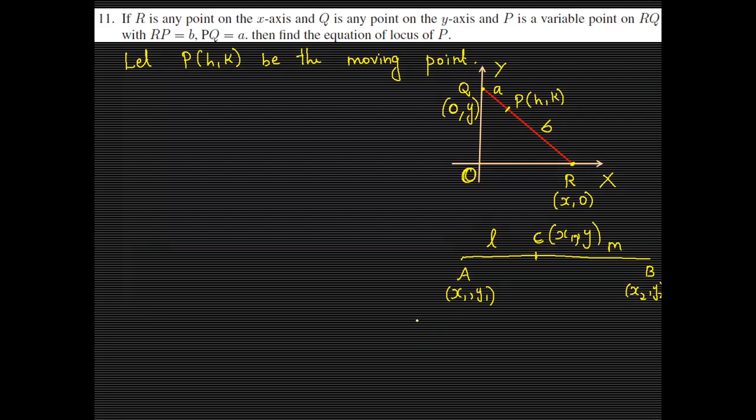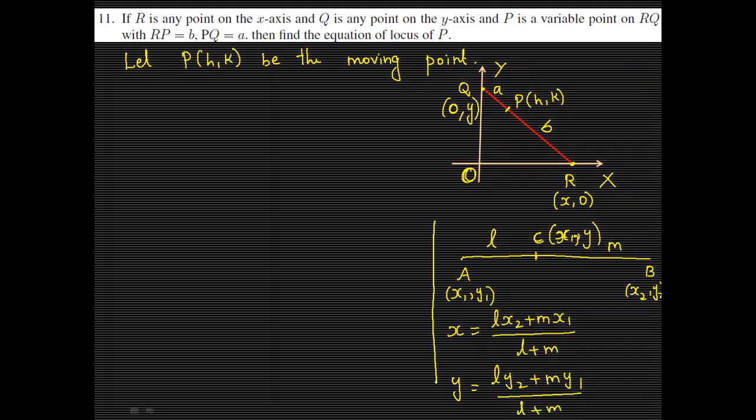If we have this, by the section formula we can write the coordinate of C: x is equal to L into x2 plus M into x1, divided by L plus M. And the value of y will be L into y2 plus M into y1, divided by L plus M. So we are using this section formula for this given condition.